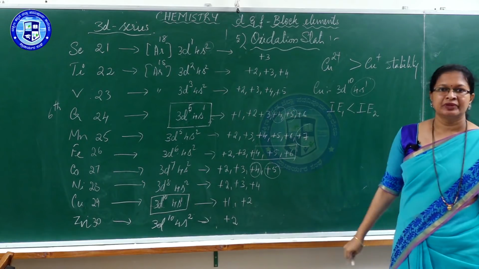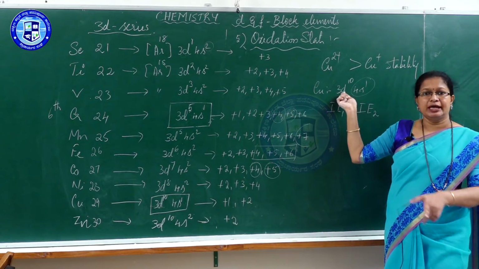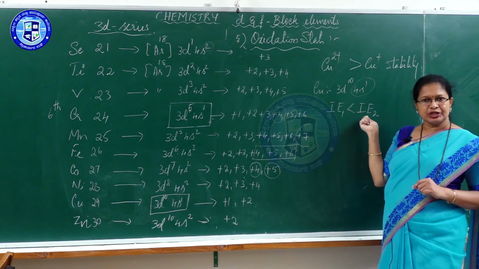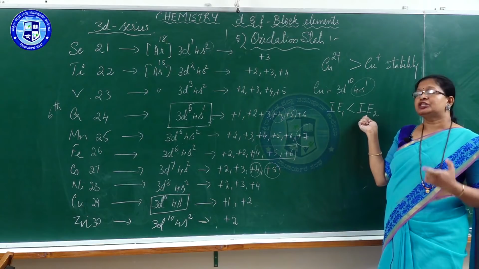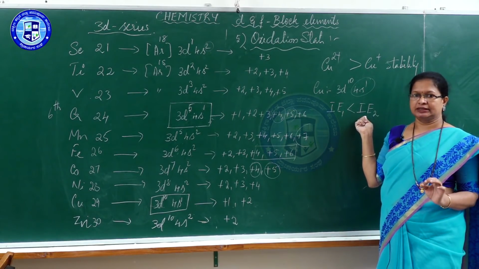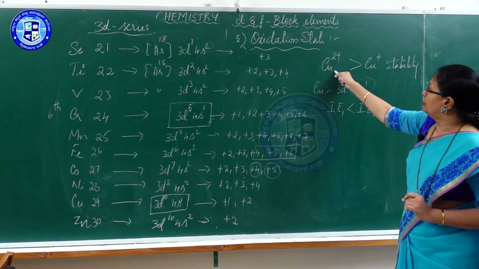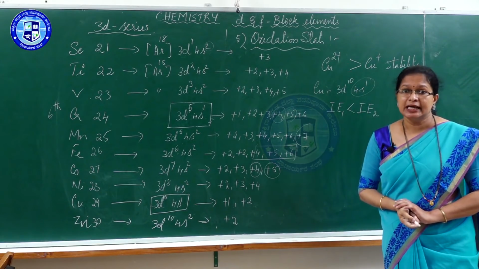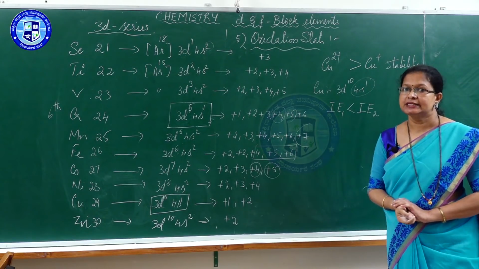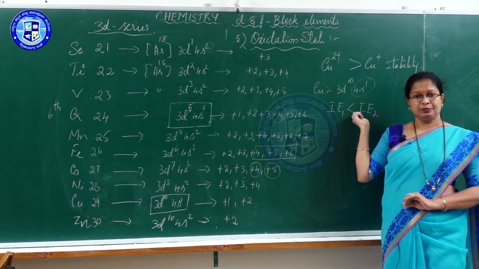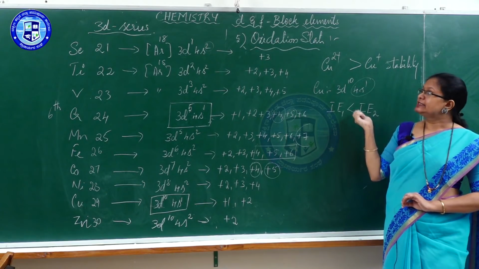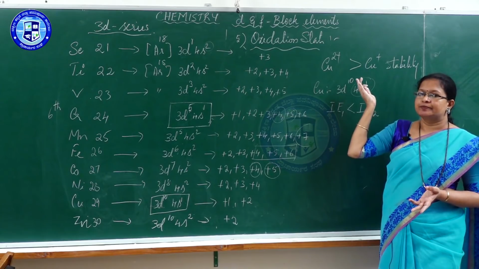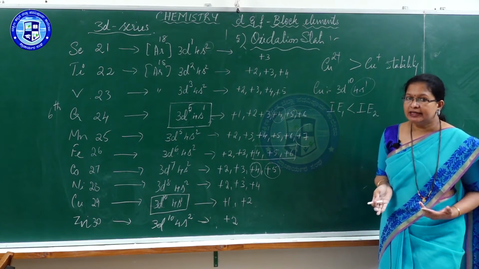Do you agree? Because removal of the second electron has to be from the d orbital, which is already completely filled. So the second ionization potential is very high. If this is the only factor that decides the formation of this cation, then Cu+ would have been stabler than cupric ion. If ionization potential is the only factor that decides the stability of these ions, then this order would have been reversed. Cuprous would have been stabler than cupric.